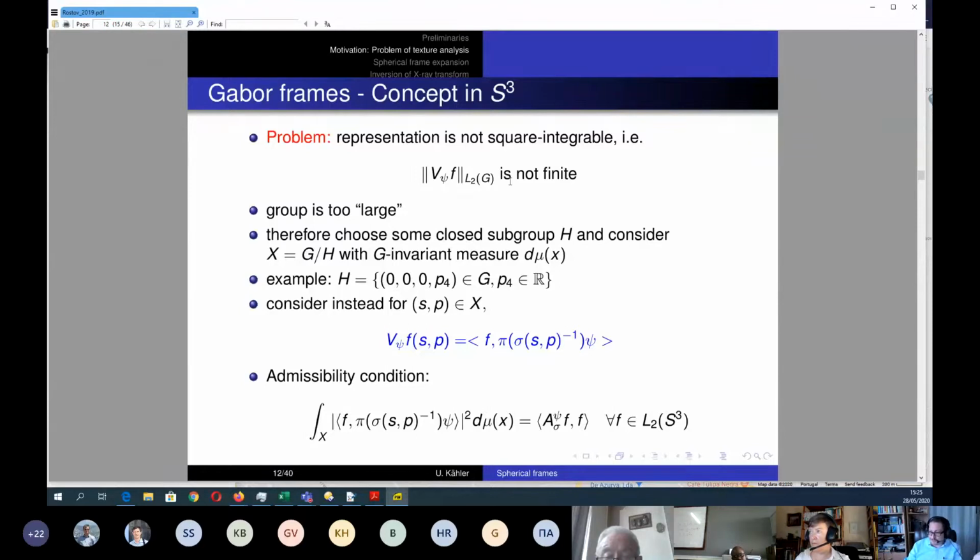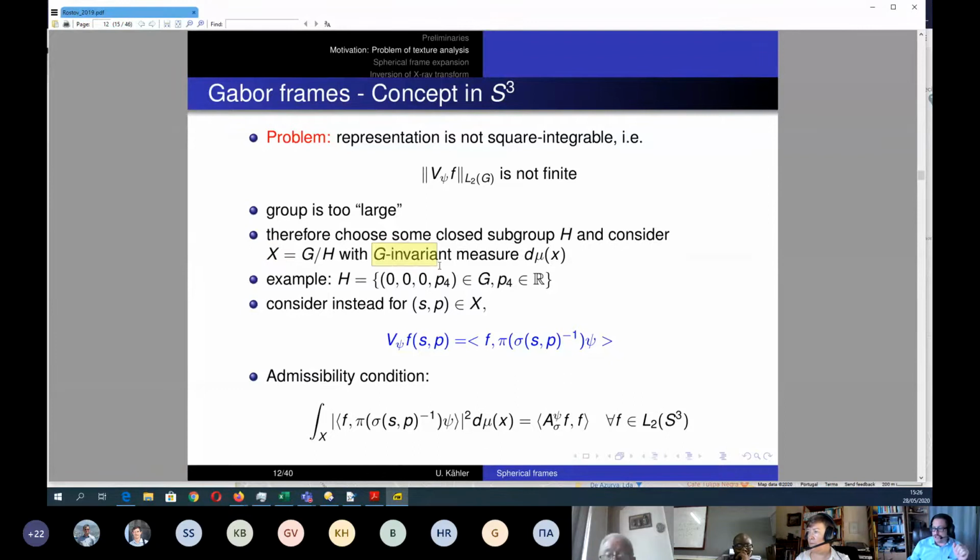So what do we do? If the group is too large, well, what one always does in such cases is reduce it, which means we have to factorize it. So we choose a closed subgroup H, and we consider the space obtained by factorizing out H from the group. We consider that homogeneous manifold. It might be a group, but it does not need to be; it can also be just a homogeneous manifold. There are some cases where it's a group and some cases where it's not. We will go into that later.